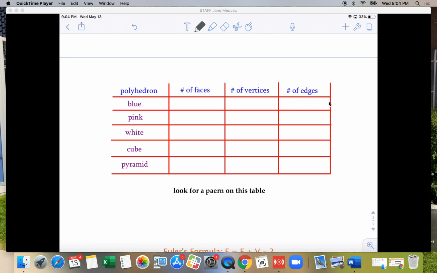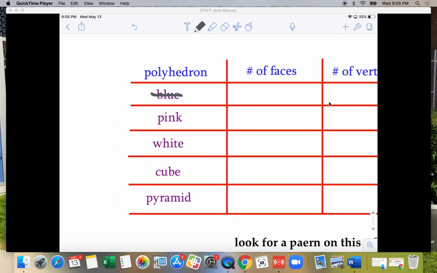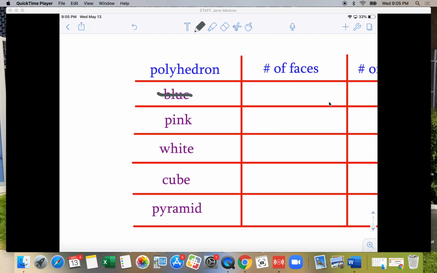Since you are not in class, I'm going to take off blue and just write in what the shape actually is. So the blue shape, if you were in class, is a rectangular prism.